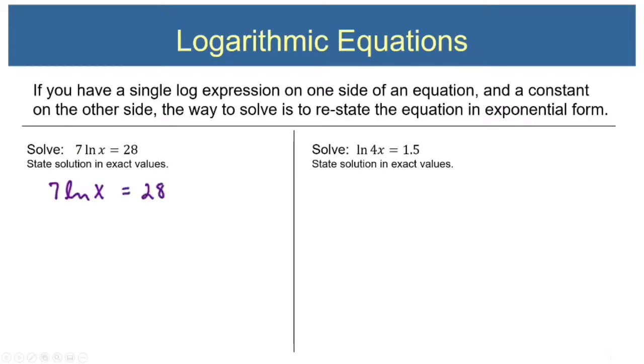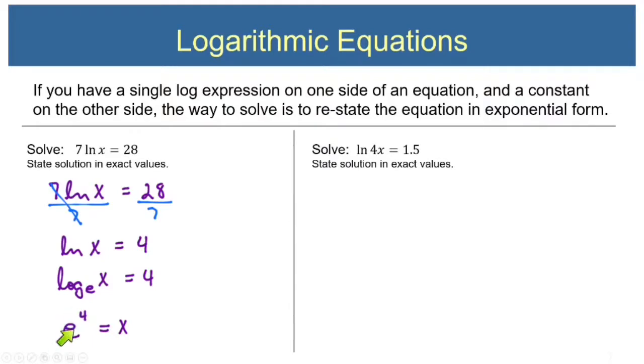So I'll start with my equation, and then I will divide both sides by 7. And that leaves us with natural log of x equals 28 over 7, which is 4. So now I have natural log of x equals 4. And now I can think of this as log base e and state it now in exponential form. So if I have log base e of x equals 4, then e is the base, 4 is the exponent, and x is the other side. So now the equation is solved, and this is the answer in exact form.